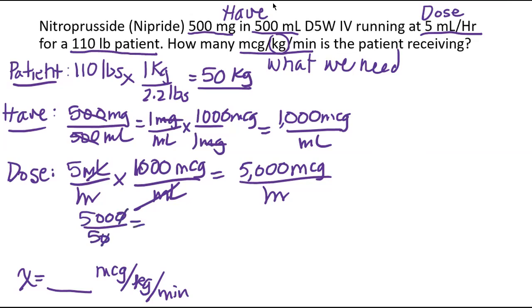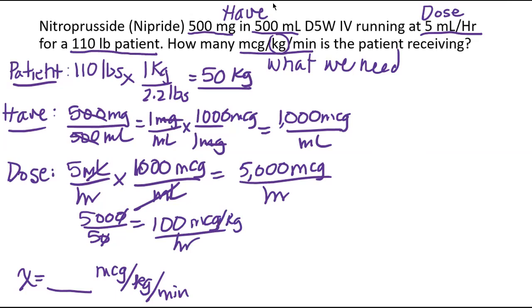500 divided by 5 is going to be 100 micrograms. Okay, and then we can say per hour. What we did here is we took the total dose in micrograms per hour and divided it by the weight. So they're getting 100 micrograms per kilogram per hour. We can do it like this: 500 micrograms per kilogram per hour.